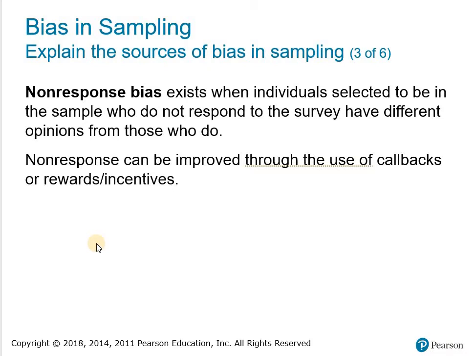Non-response bias exists when the individuals selected to be in the sample who do not respond to the survey have different opinions from those who do. Non-response can be improved through the use of callbacks or incentives. Sometimes we receive surveys in the mail, but we choose not to respond because they don't include the $5 that we're looking for. That is why we don't respond to the survey, while our opinion matters, and maybe it is different from the other people who responded to the survey. That is going to create a non-response bias.